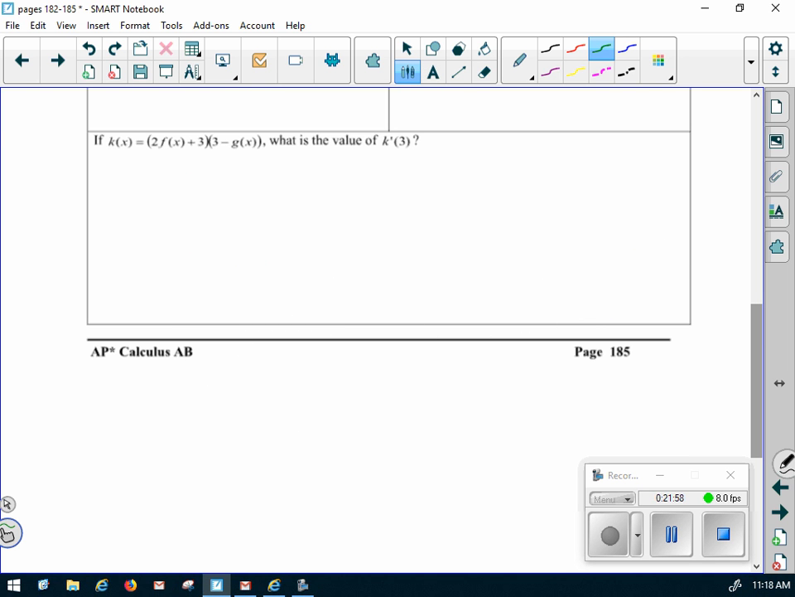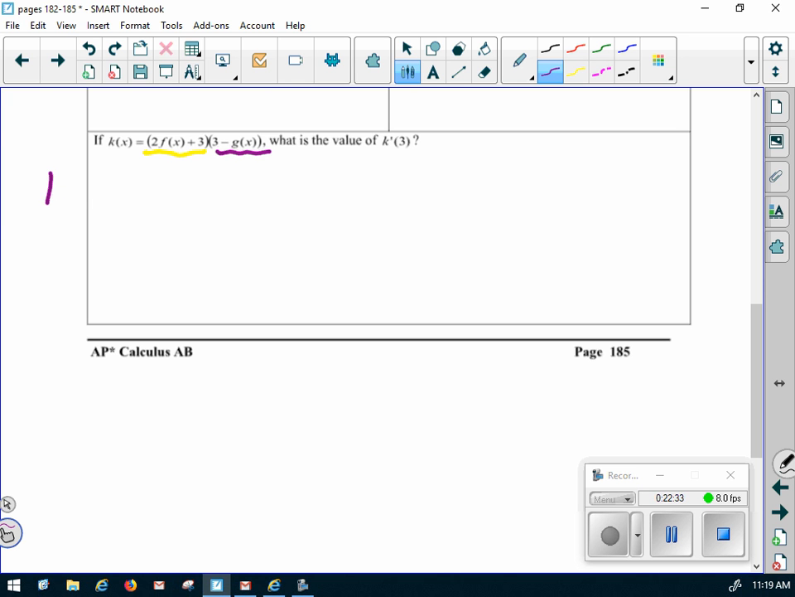K of x is that. All right. What's the value of k prime of 3? Let's just get the derivative. If this is a product rule, then we ought to be multiplying a couple things together. What are we multiplying together? Those two things in the parentheses. So 2f of x plus 3 is one of them, and then 3 minus g of x is the other one.